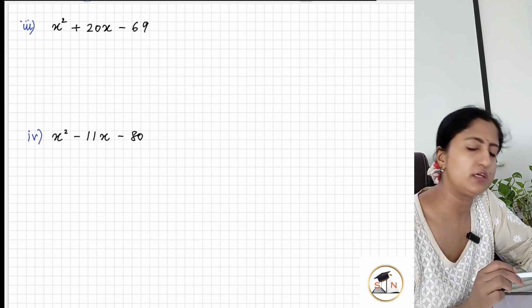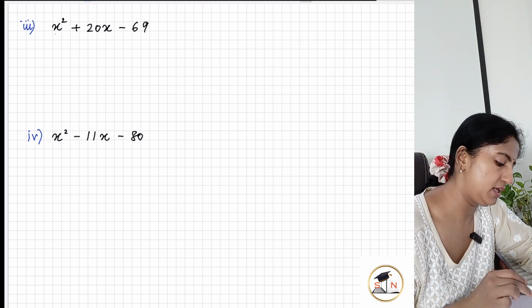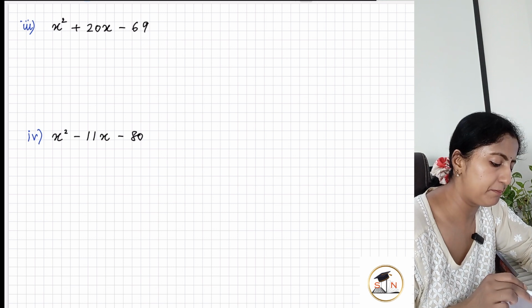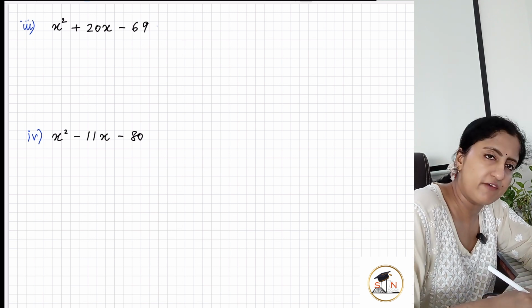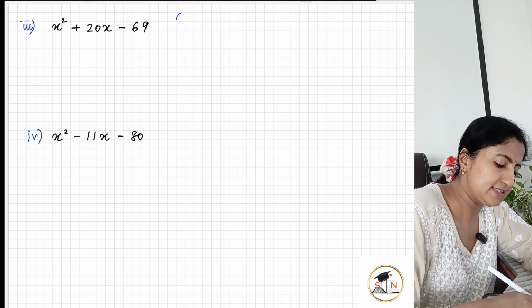Another one now with a negative term. Okay. So we have x squared plus 20x minus 69. The first step says find factors of c. C is 69.